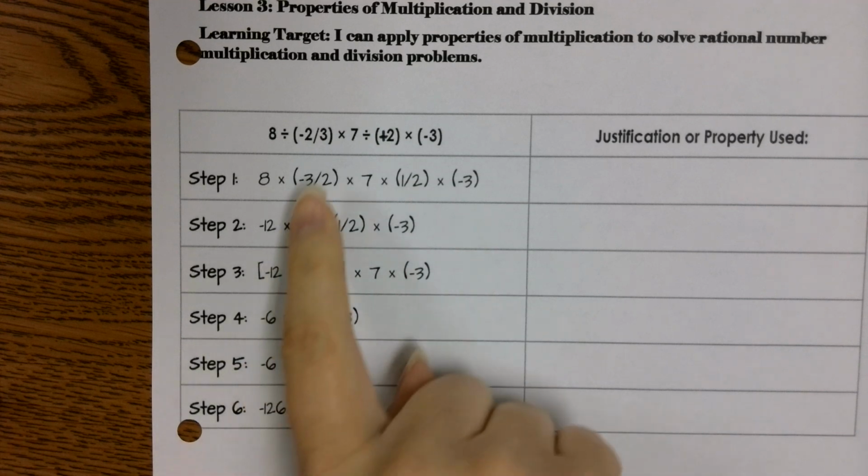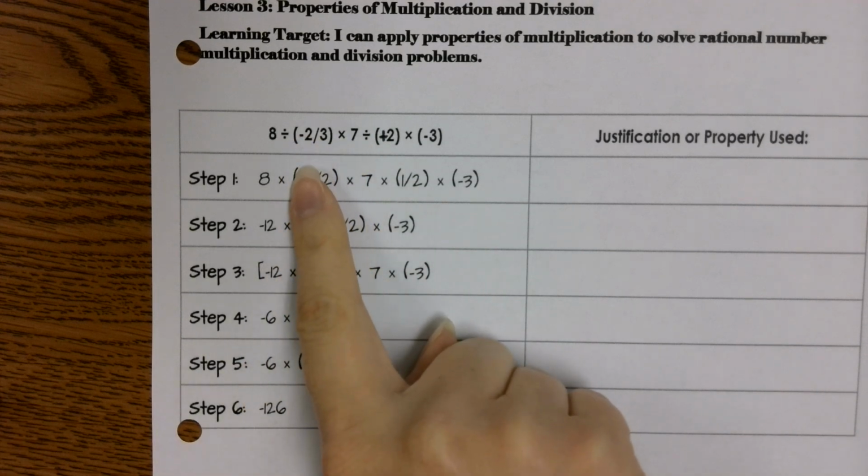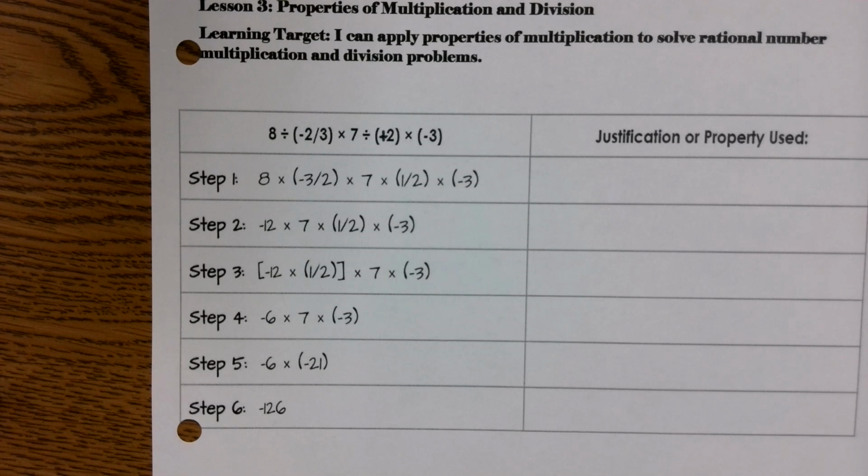So taking a look here, we're going from step 1 to step 2. Who can tell me what property or justification occurred here? Kingsley? The inverse property of multiplication, or a multiplicative inverse.